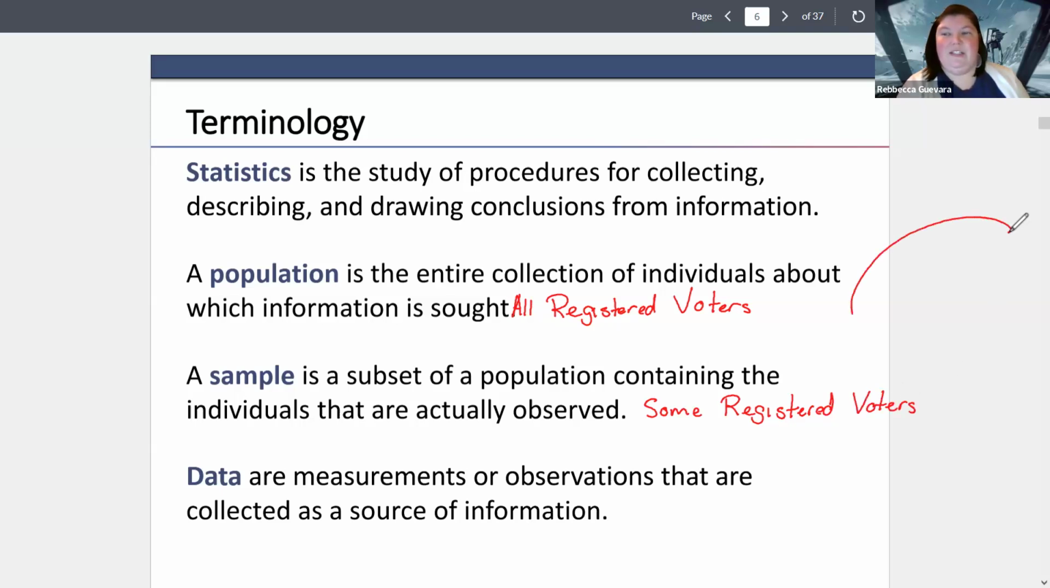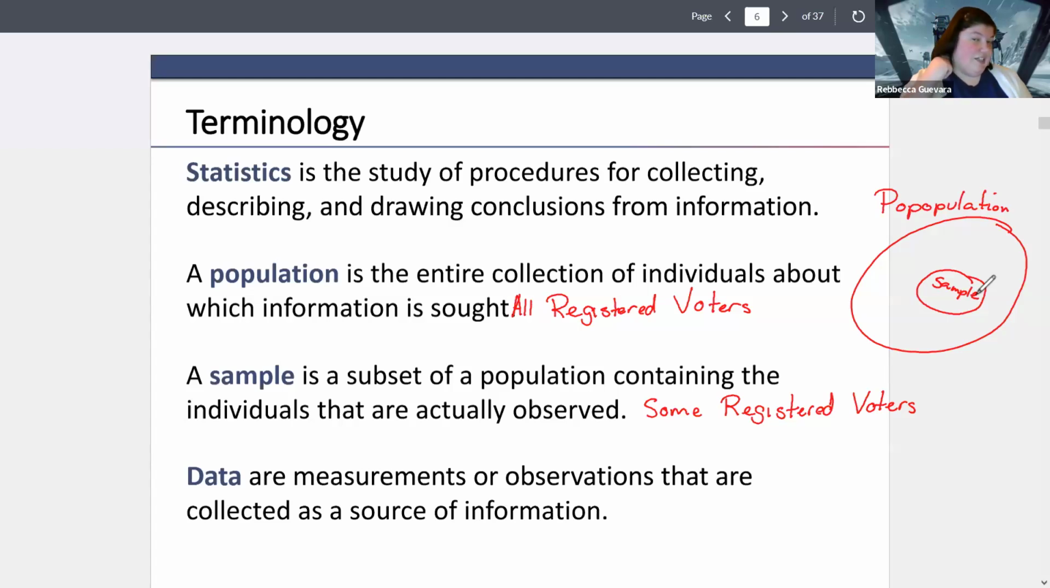So really what you're looking at is you always have a population, which is containing everybody, but the sample that you actually use is just a small part of it. We usually don't collect data on everybody. It's not really feasible. We usually look at samples. Data are measurements or observations that are collected as a source of information.